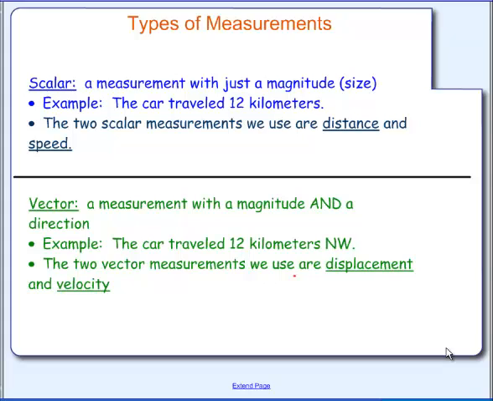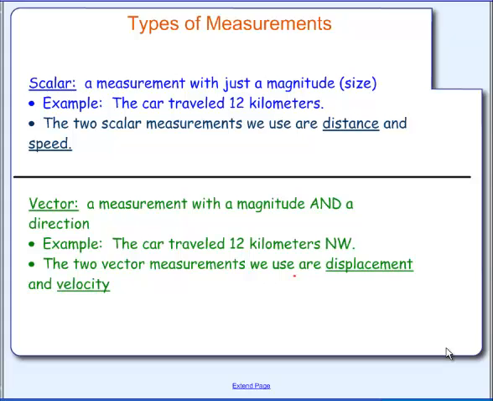The purpose of this video is to give you an introduction of the different types of measurements we encounter in physics, both scalar and vector. Up until now, most of the measurements that you have taken in science class have been scalar measurements. Scalar measurements are those that just have a number associated with them, or sometimes we may say that they have only a magnitude or a size.